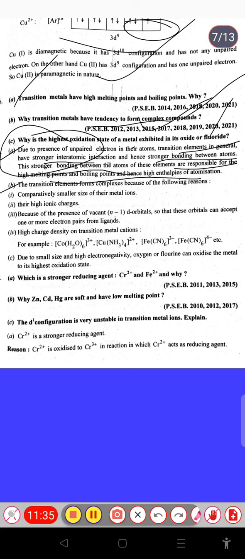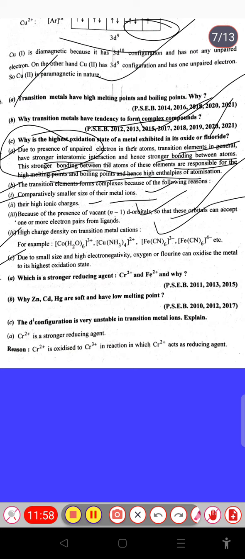For transition metals, the first point is the comparatively smaller size of the metal ion. Second, they have high ionic charges. And third, because of the presence of vacant (n-1)d orbitals, these orbitals can accept one or more electron pairs from the ligand. And the next point is the high charge density on the transition metal cations.